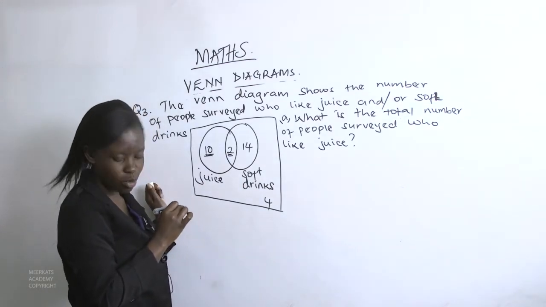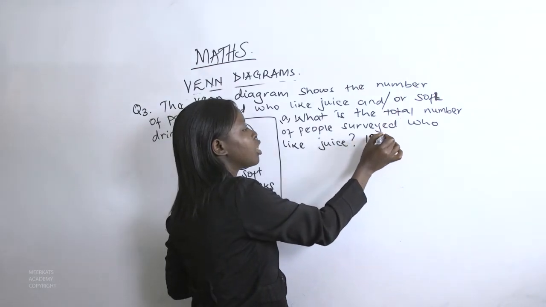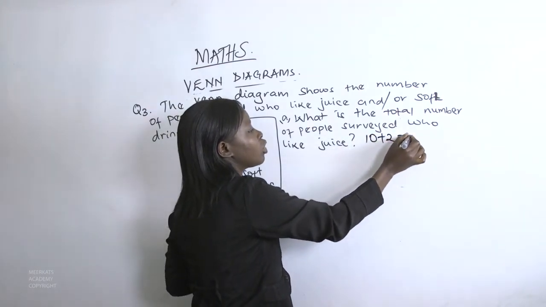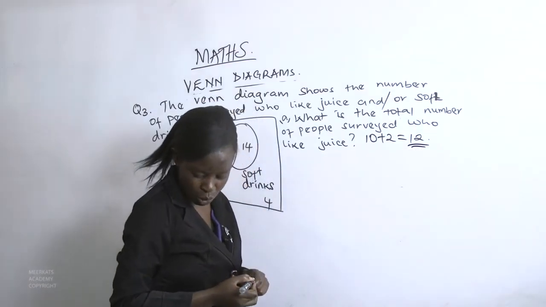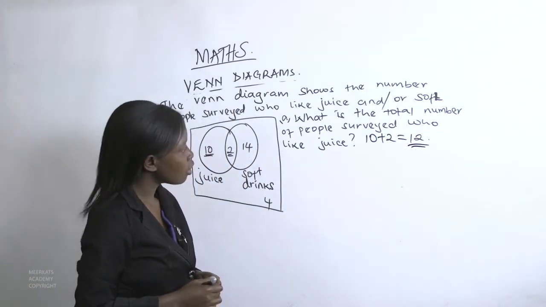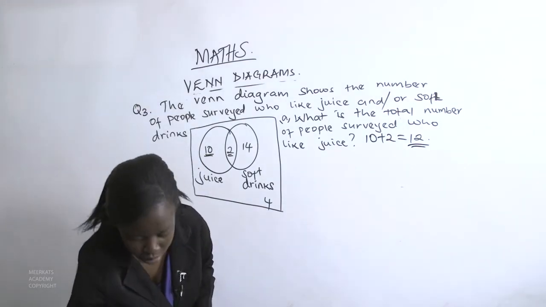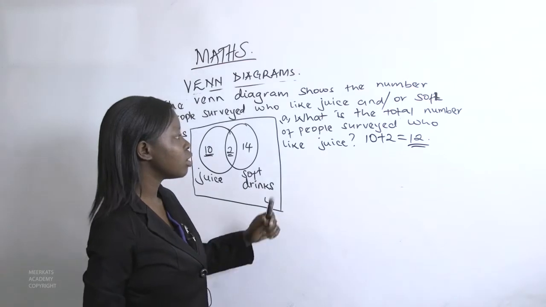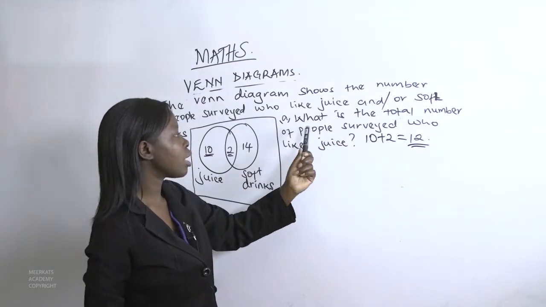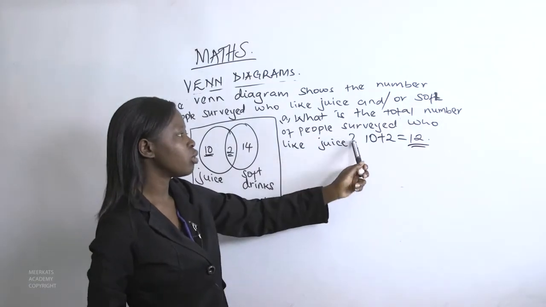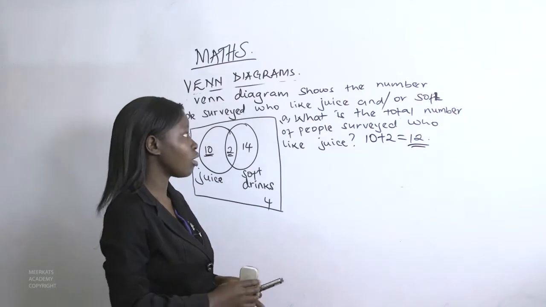So the total number of people who like juice will be obtained by 10 plus 2, which gives us 12. So we have 12 people who like juice. Either they like juice only or they like both juice and soft drinks. So the total number of people who like juice from this survey will be 10 plus 2, which gives us 12.